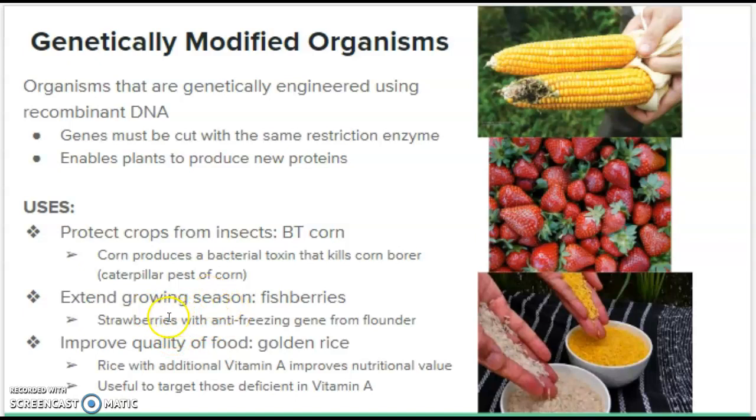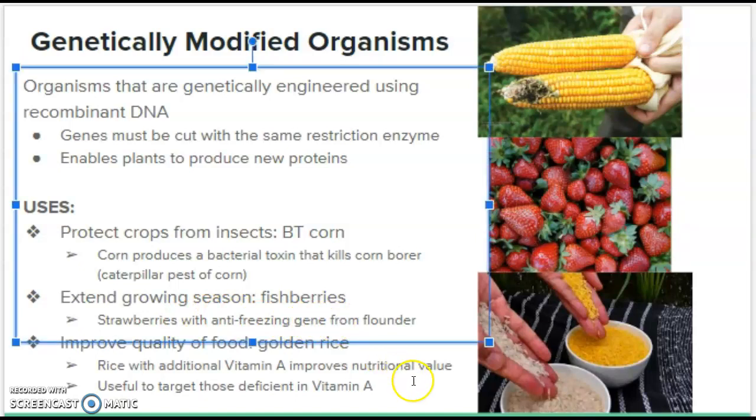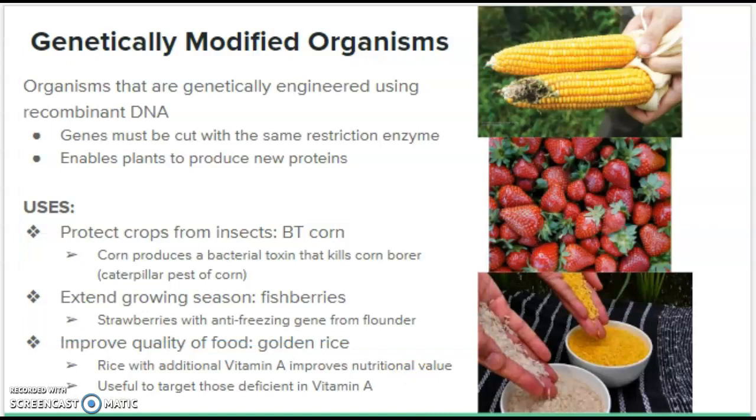We have strawberries. The reason we can find strawberries at all times of the year is we've put an antifreeze gene in them. This antifreeze gene comes from the fish, the flounder. We've taken their gene, put it in the strawberries, and now strawberries can grow longer in the season. We've also improved the quality of some of our foods by adding genes.